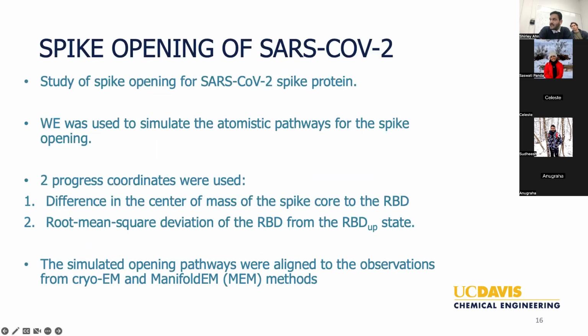So I've taken one example of how the spike opening of the COVID virus was studied using WE. So two progress coordinates were used.